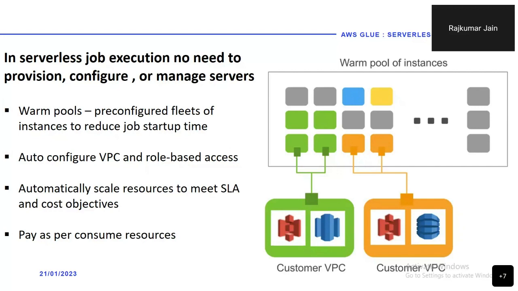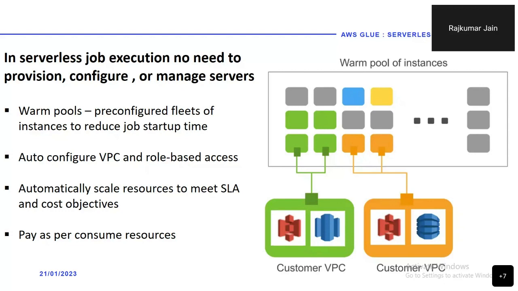In serverless job execution, we need not provision, configure or manage the servers, because lots of servers are required when you are doing the activity for terabytes or petabytes of data. Another thing here is the warm pool of instances. If you are aware, at re:Invent, for Lambda functions created in Java, they introduced a new facility called SnapStart. That is again a warm pool.